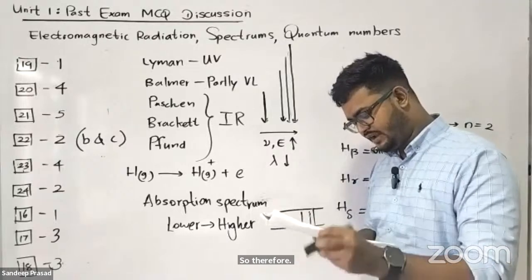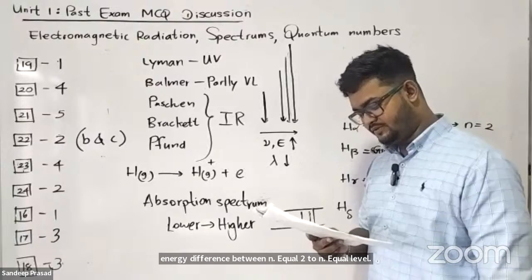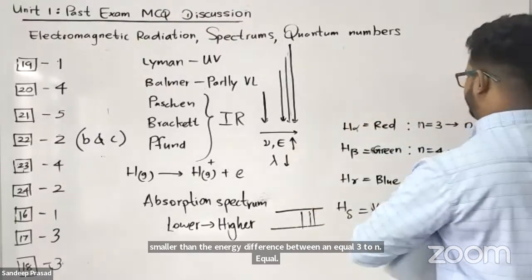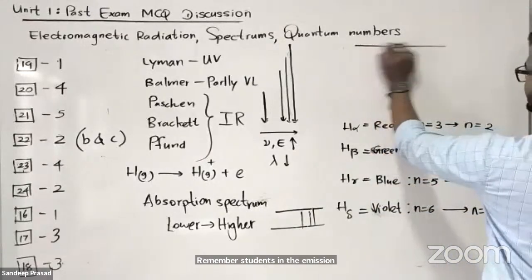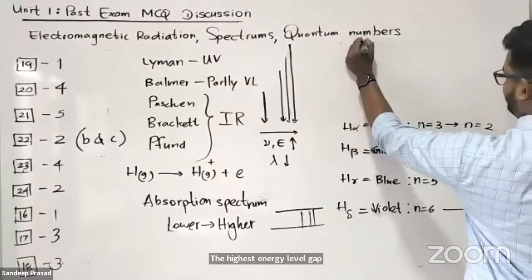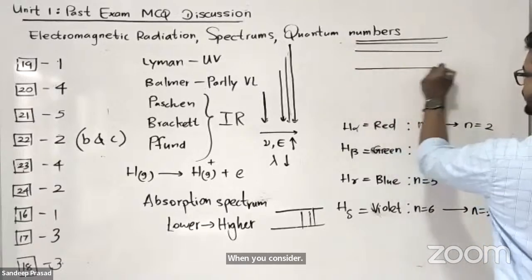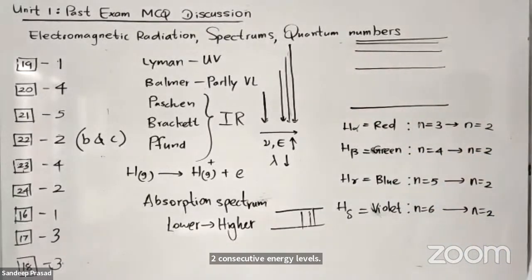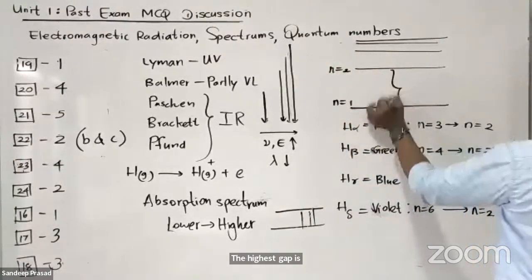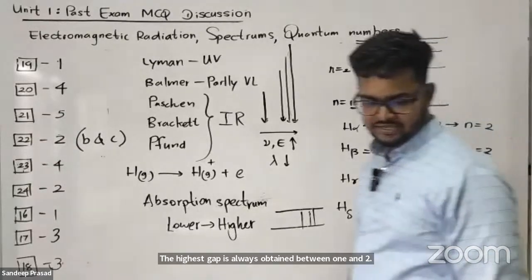The energy difference between n equal 2 and n equal 1 level is smaller than the energy difference between n equal 3 and n equal 2. Remember students, in the emission spectrum, when we consider the energy level diagram, when you consider two consecutive energy levels, the highest gap is always obtained between 1 and 2. Understood? The highest gap.